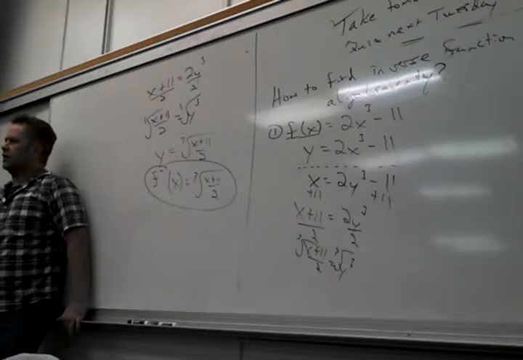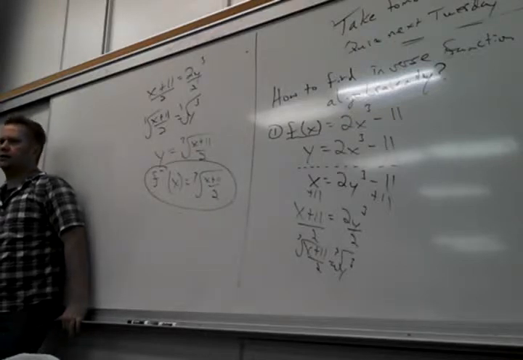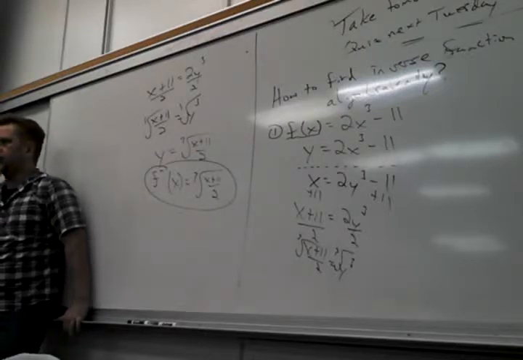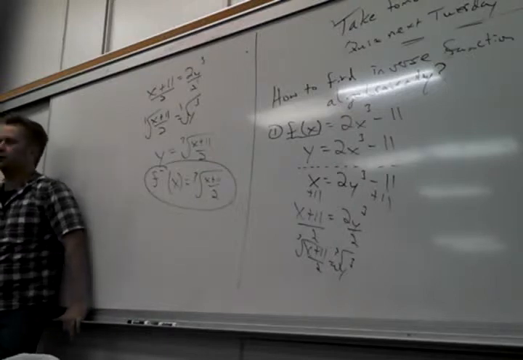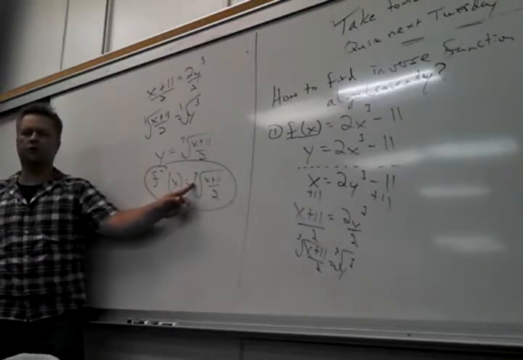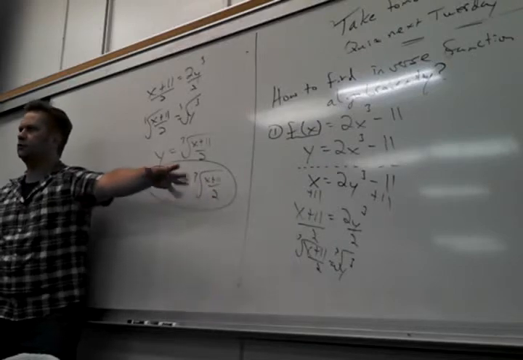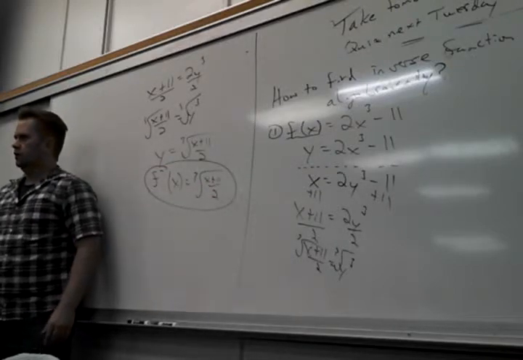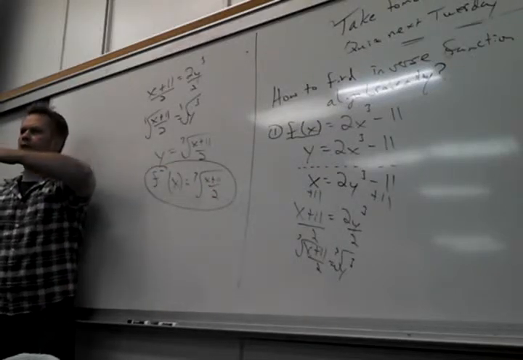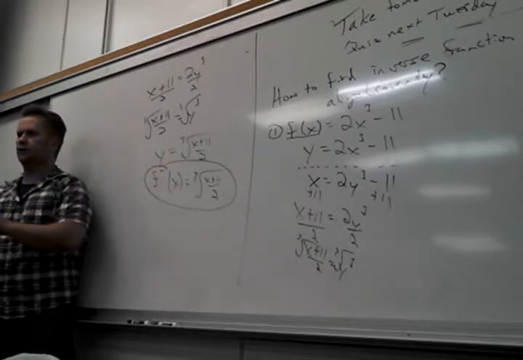It does everything we thought it would. It's hard to tell exactly what order it's going to be, and actually it turns out to be exactly the opposite order of what the function was. But we knew it had a cube root somewhere. We knew it had to add 11 somewhere. We knew it had to divide by 2 somewhere. And there it all is. So that process works for any function that you actually can invert.